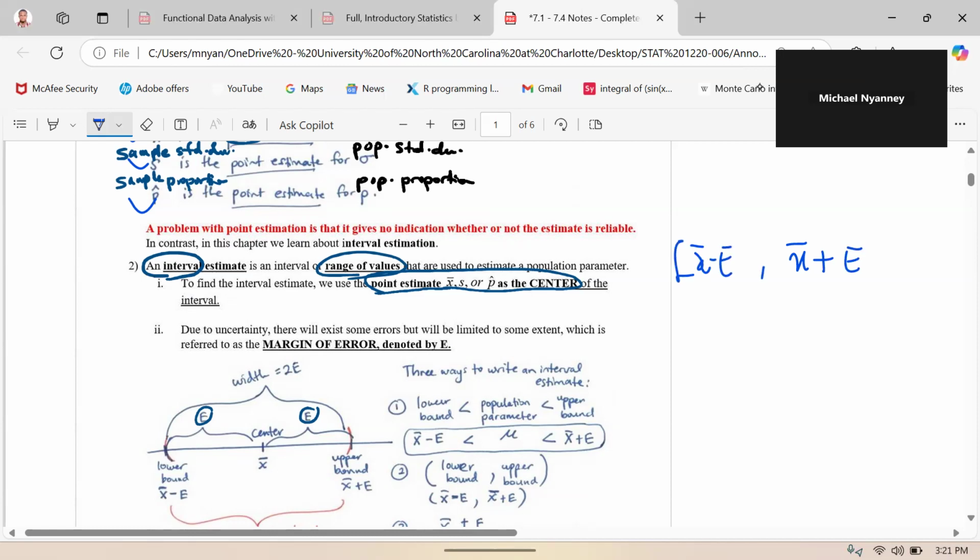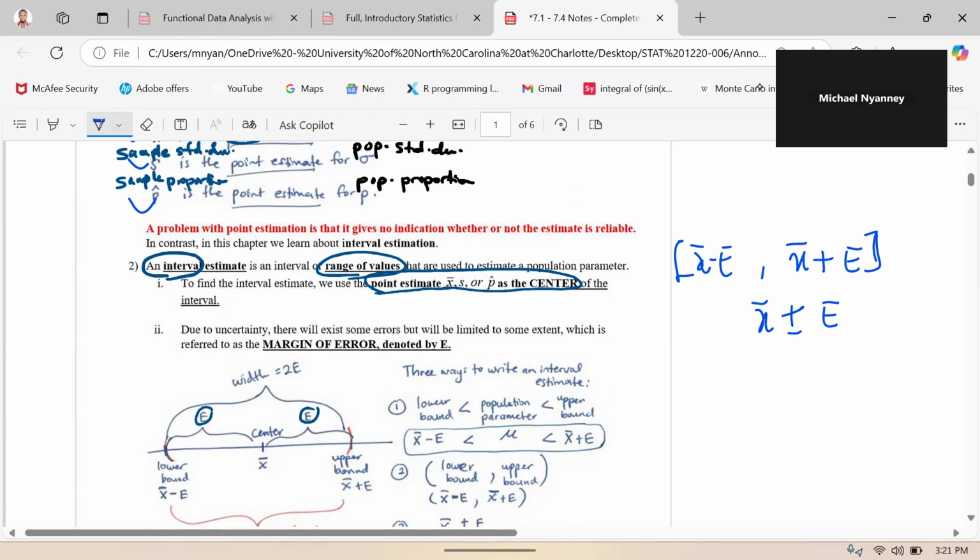In view of this, I create some kind of interval, and I believe that this interval estimate will estimate our population parameter mu. This is one way of representing it. Since I'm adding and subtracting, I can simply also write x bar plus or minus E. This is an error. We will get to know how to find this error.